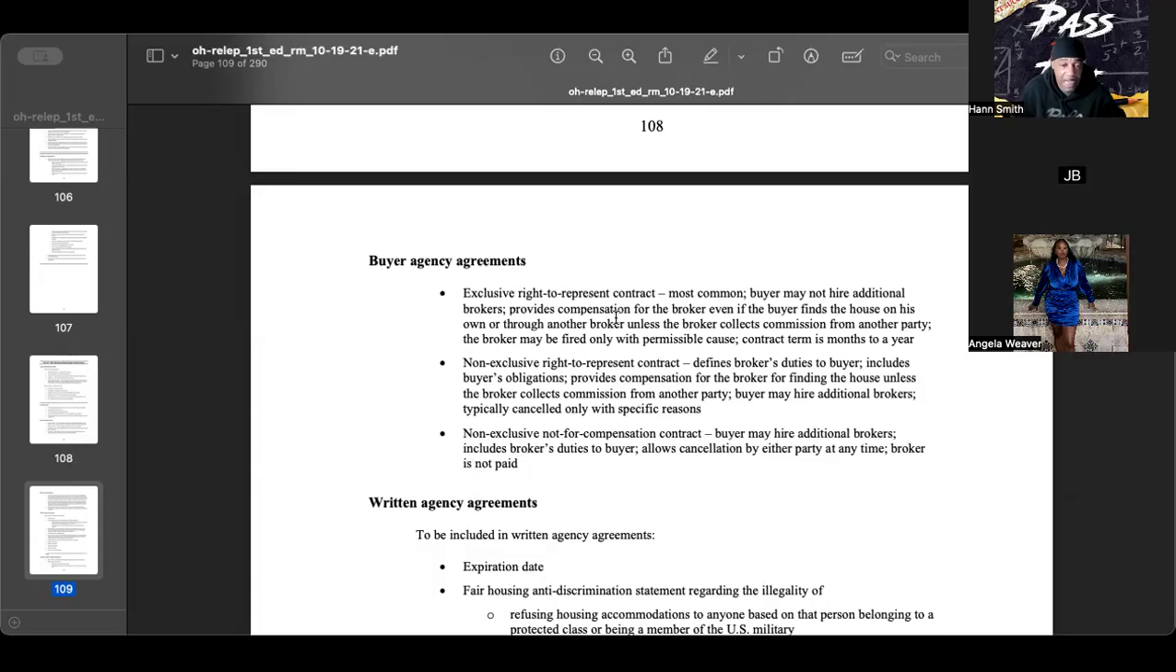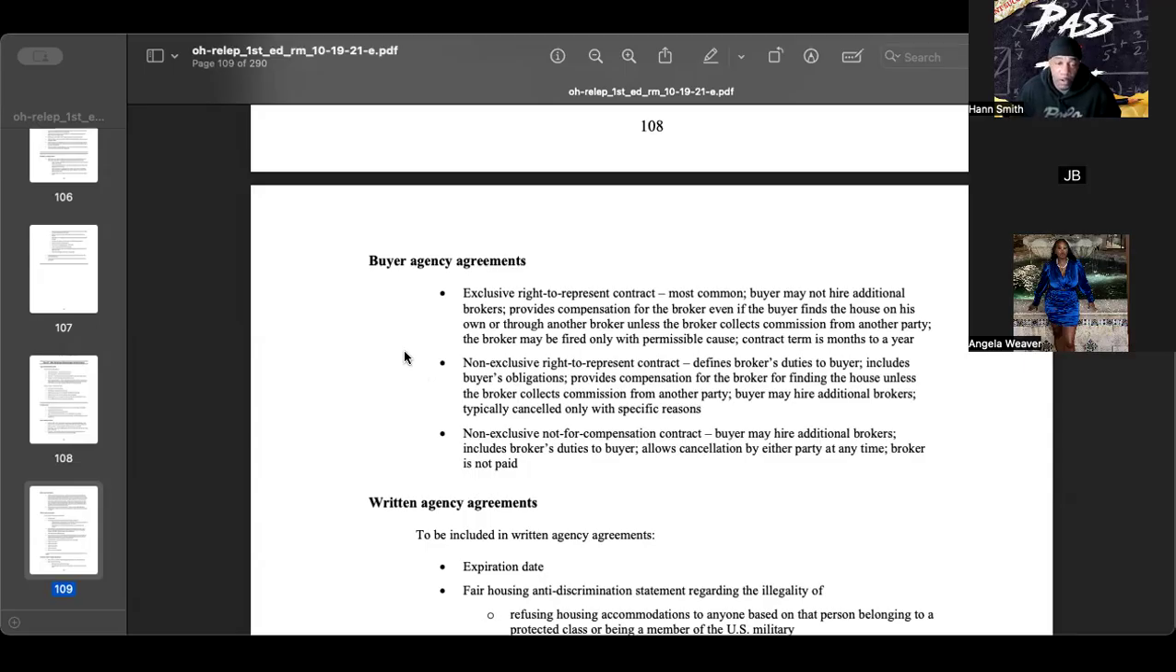All right. Now we're going to go to the second bullet point. What is a non-exclusive right to represent? And what I'm telling y'all is to get in there and do more than what we're doing today. You've got to find out what these things are. A non-exclusive right to represent defines the broker's duty to the buyer, includes the buyer's obligations, and provides compensation for the broker for finding a house unless the broker collects the commission from another party.